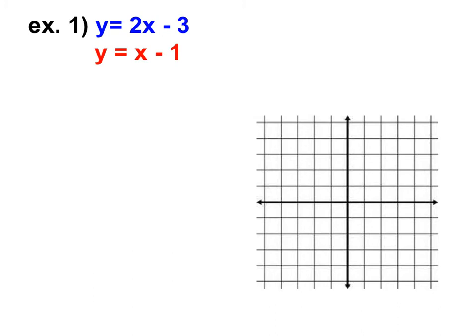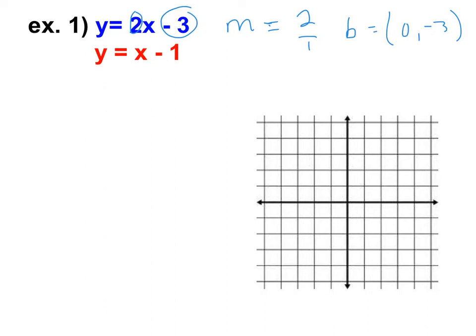So let's try this first one. So we need to start by getting the slope, which remember is always the number that's multiplying x. So in this case that is 2. So we're going to write it as 2/1. So we have a rise number and a run number. And then our y-intercept is going to be 0, -3.